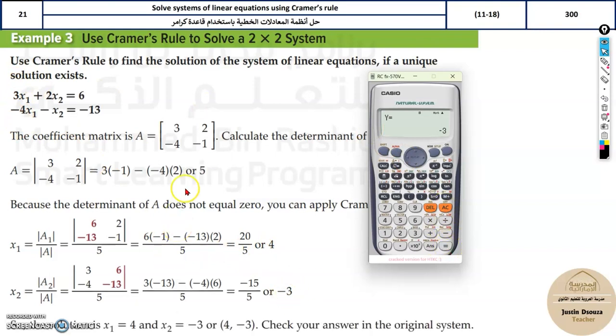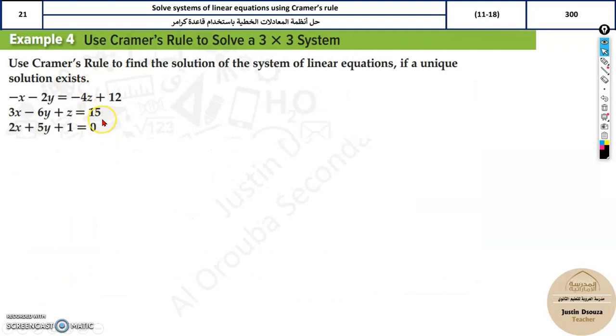That's it. Now we will go to 3 cross 3 matrix. This gets a little bit crazier because we have to use 3 cross 3 and there's lots of determinants to be solved. So it's not difficult, but it's very lengthy. That's what I could say.